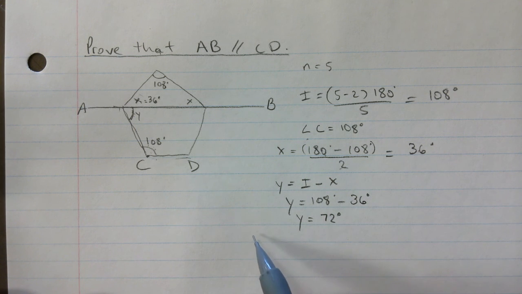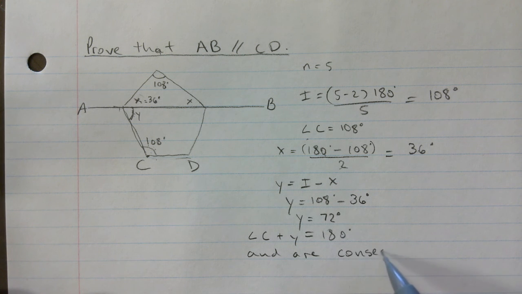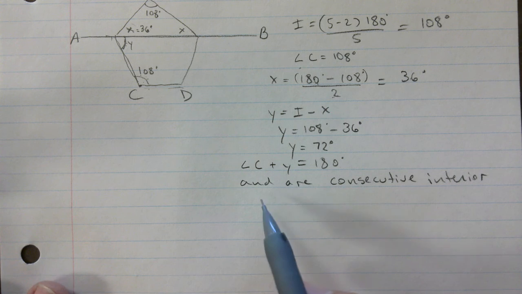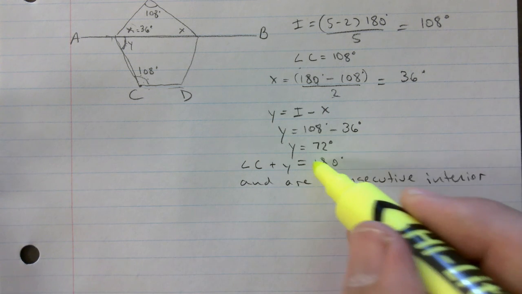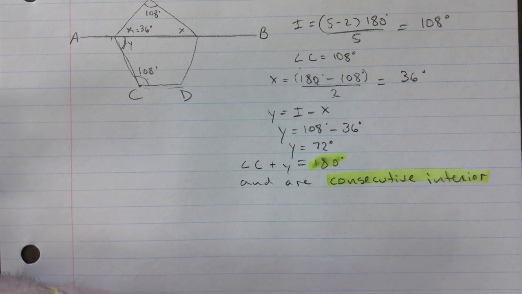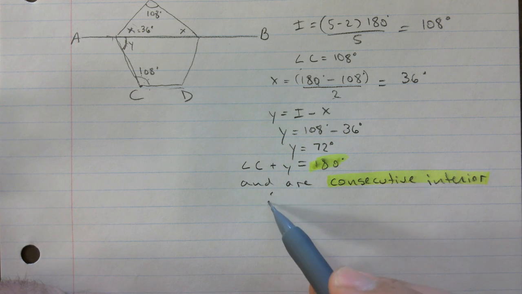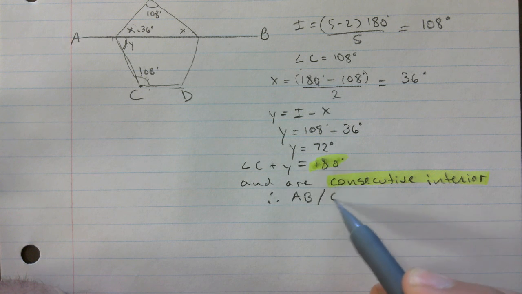So we can go angle C plus angle Y is equal to 180, and our consecutive interior, sorry, I'm going to move this up. This is important. You're saying that they are supplementary or 180, and you give the name, and you're saying, hey, they are called this, and they are actually fulfilling that property. Therefore, AB is parallel to CD.